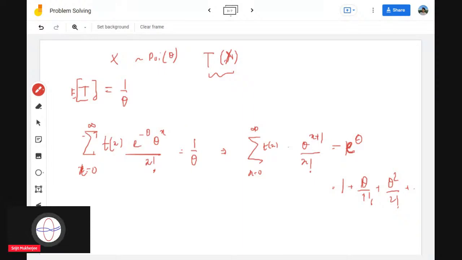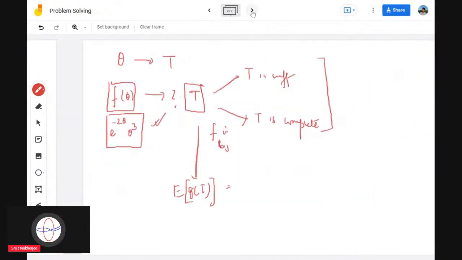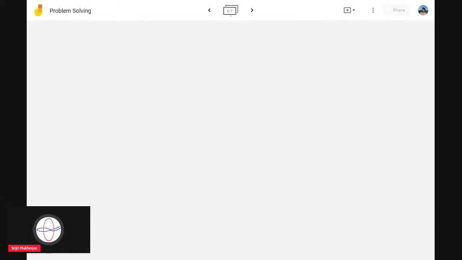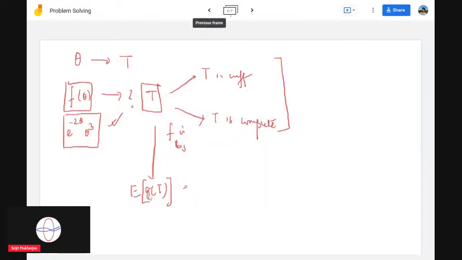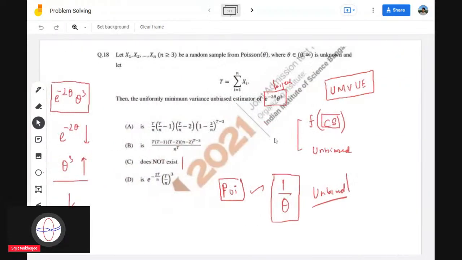If an unbiased estimator doesn't exist, we cannot say a UMVUE always exists for a certain parameter. So therefore, you have to find a sufficient statistic, a complete sufficient statistic, for f of theta. So this is how you find it. Now you have to find a function of T such that its expectation is equal to this.